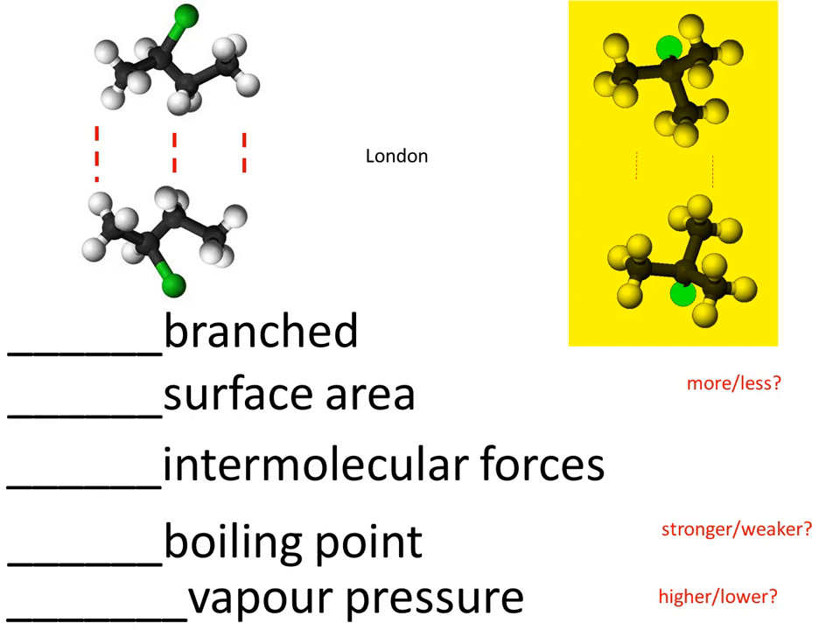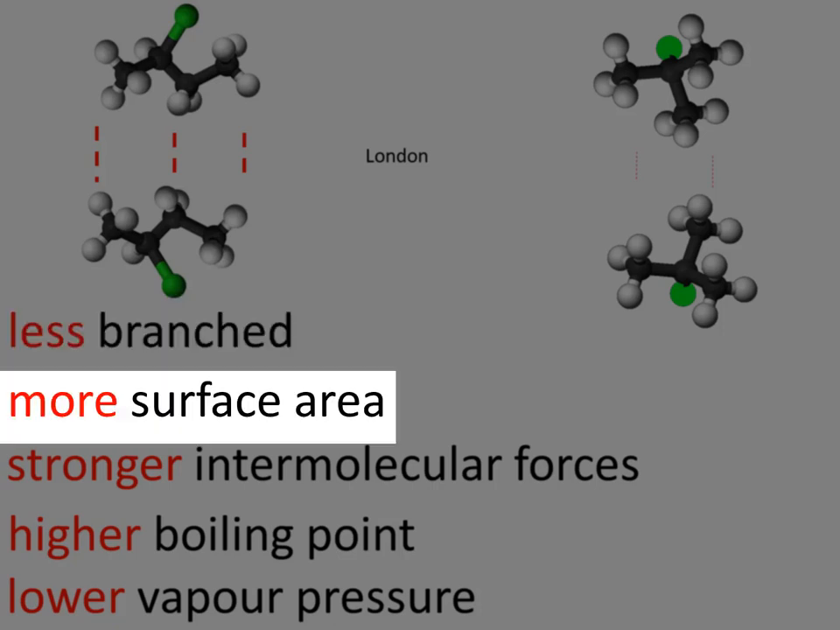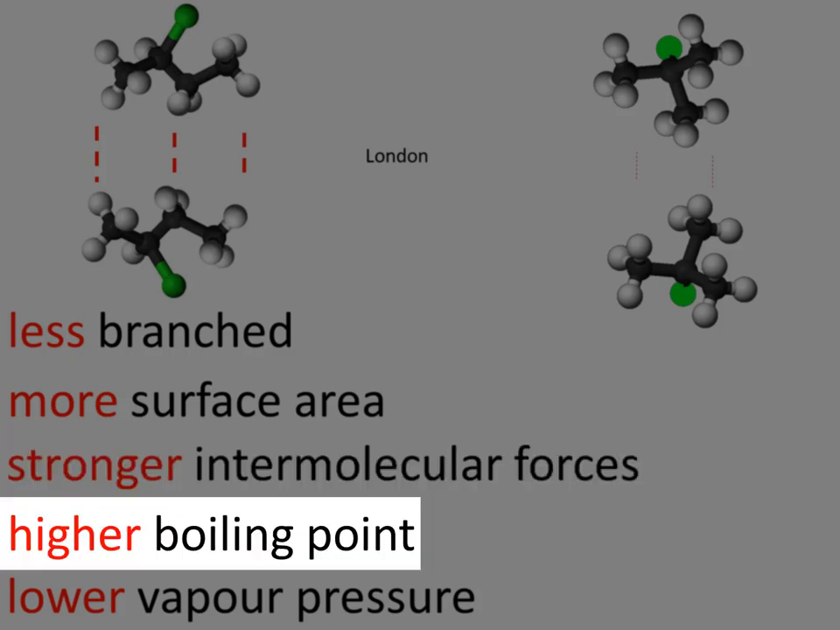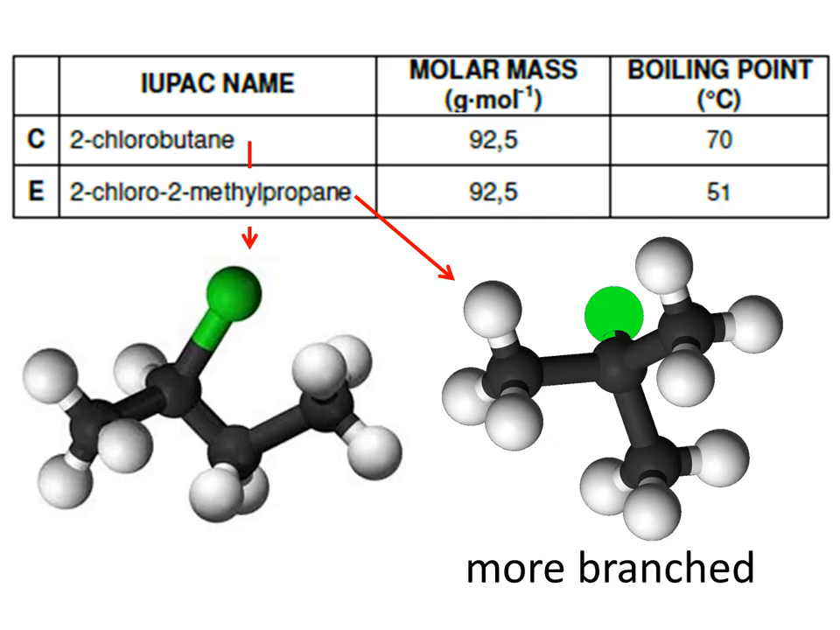2-chloro-2-methylpropane. Compared to the more branched 2-chloro-2-methylpropane, 2-chlorobutane is less branched for the same molar mass, and therefore it offers more surface area for London forces to act, resulting in stronger London forces and therefore a higher boiling point because of the lower vapor pressure at a particular temperature. Consistent with this, the more branched compound E has a boiling point of only 51 degrees Celsius compared to C's 70 degrees Celsius boiling point.